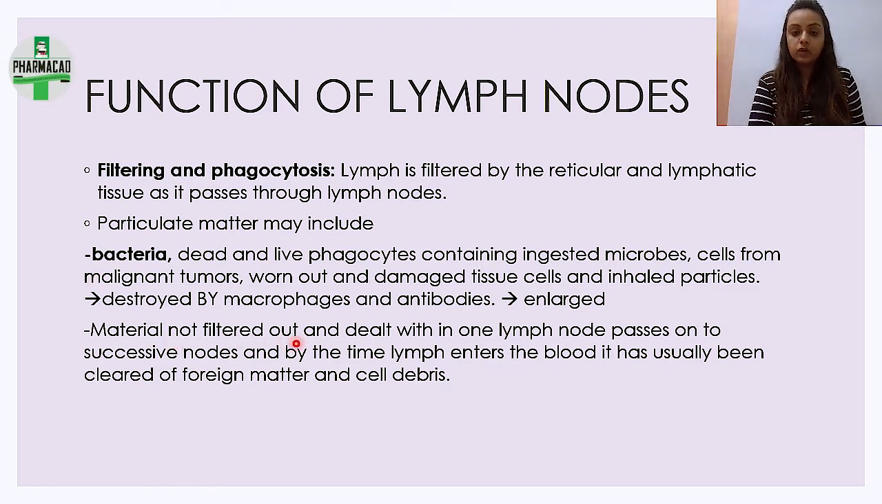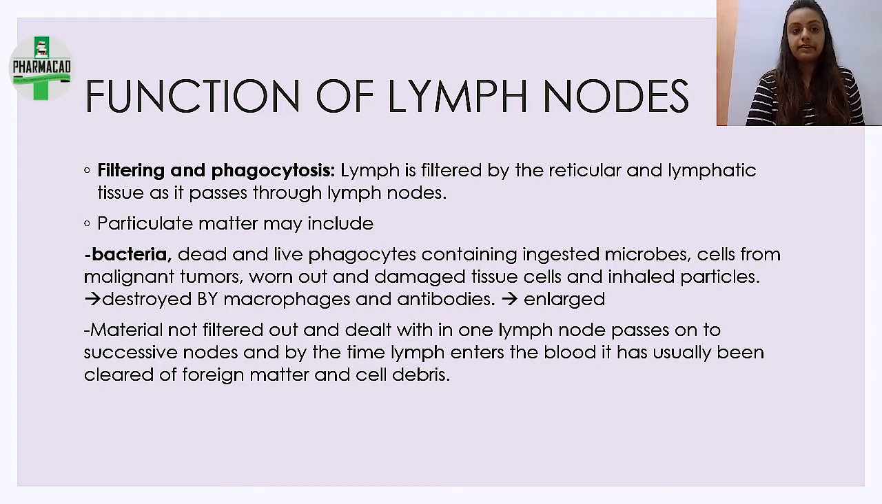Material not filtered out and dealt with in one lymph node, if one lymph node says it cannot manage this, then it will pass on to the next lymph node. Like I just explained, if the cancer has spread out to many lymph nodes, that means it is more advanced, because one lymph node could not patrol it and let it pass, saying I am trying really hard but I still can't do it. So it is passed on to the successive nodes, and by the time lymph enters the blood, it has usually been cleared of foreign matter and cell debris in ideal conditions, of course.